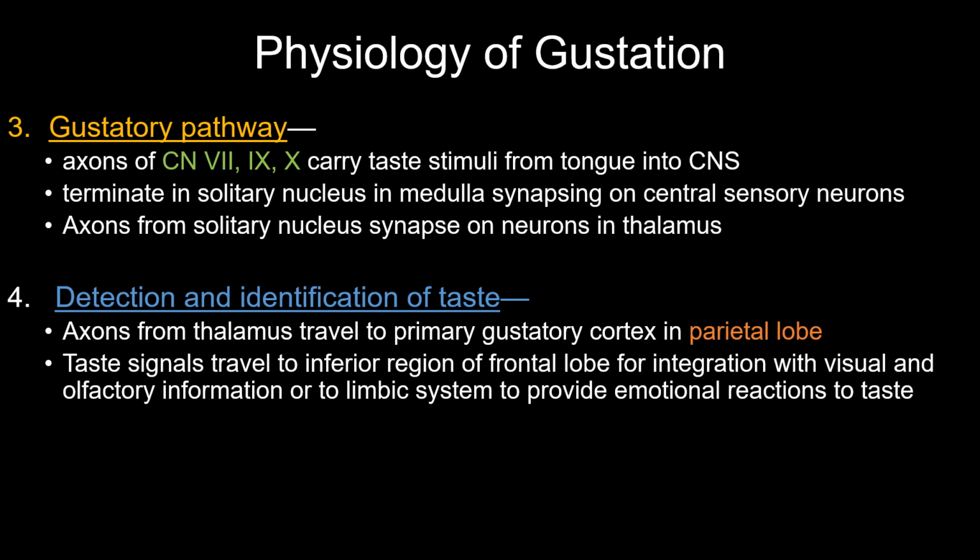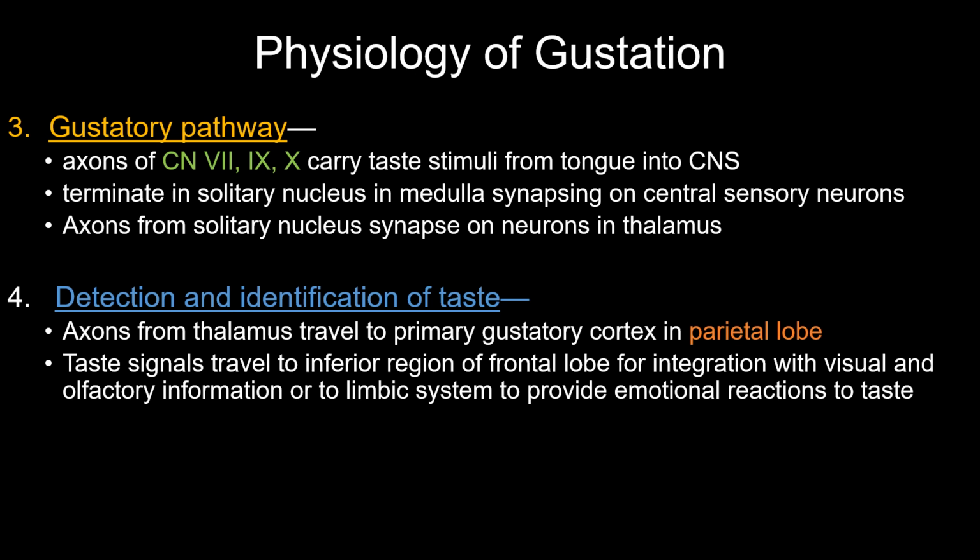And some neurons in this solitary nucleus connect with parasympathetic neurons of the facial and glossopharyngeal nerve, and these work together to control that reflexive production of saliva. Now, once axons from the solitary nucleus synapse onto neurons in the thalamus, this then sends the taste signals to the primary gustatory cortex in the parietal lobe, or in the insula.